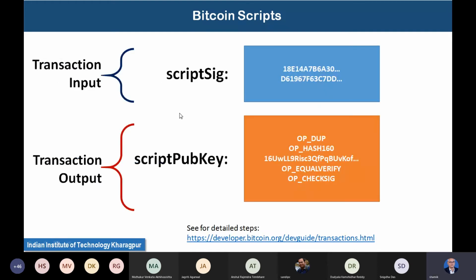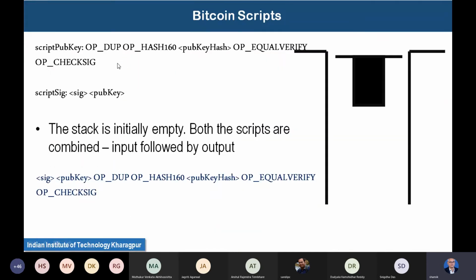When Alice is outputting the 5 bitcoins, Alice will be using this script pub key along with the payment. So what is that script pub key? It has got a number of steps, and this is an example of what the script pub key contains. It lists certain operators which are defined in that script.